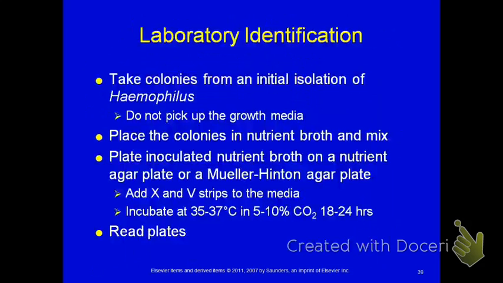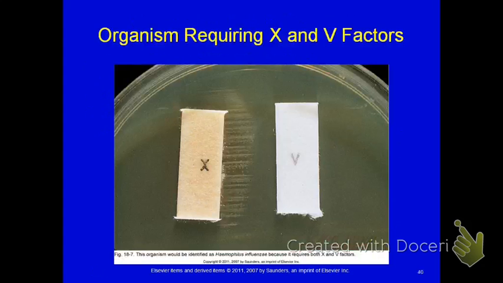So, what is the purpose of this test? The purpose of adding X or V strips to the media is that you'll be able to know whether the bacteria would require X factor only, V factor only, or both. All of these plates should be incubated at 37 degrees with 5 to 10% CO2, probably in the CO2 packet or in the candle jar, for 18 to 24 hours. After 18 to 24 hours, you read the plates.